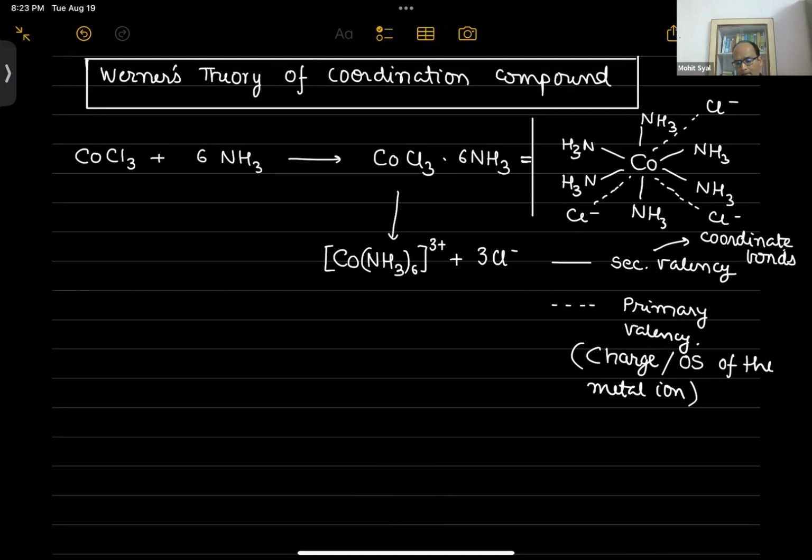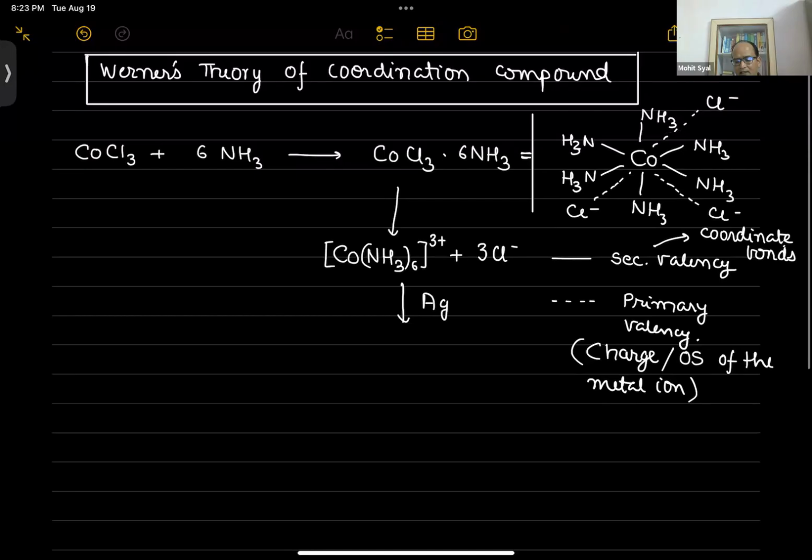And the evidence for this can be given when you react with silver nitrate. You are going to get 3 moles of AgCl as white precipitate. Is it clear? Yes, sir.